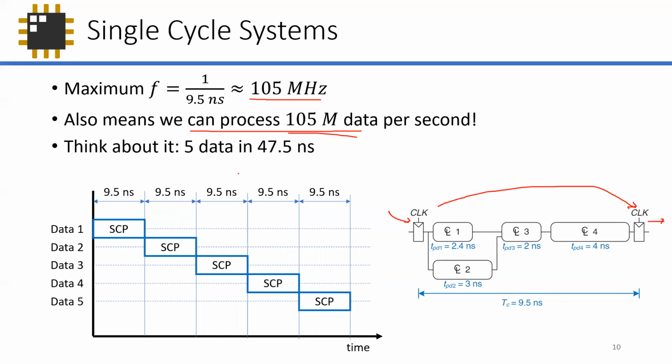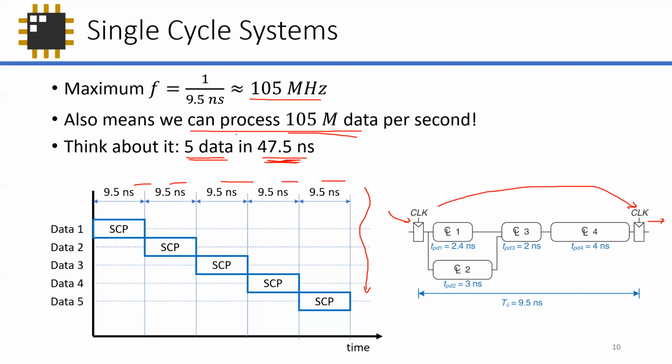So if you think about it, if you have 5 data, you can process 5 data in 47.5 nanoseconds, right? So you just throw it again. So just 9.5 times 1, 2, 3, 4, 5, you get 47.5 nanoseconds just to process 5 data in a single cycle system.